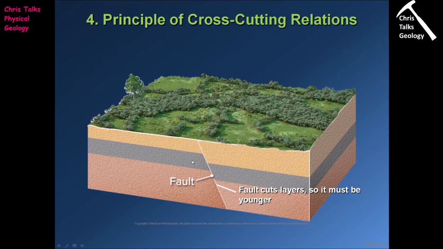So if we look at this grey layer here, we can see the grey layer is coming along quite nicely there, and then all of a sudden it drops down on the other side of the fault. Well, that's telling us that this side of the fault, the right-hand side, has clearly dropped down relative to the left-hand side. And because we have this movement along this crack, that makes that crack a fault. Now, because a fault can't form until the layers of rock are there, obviously the fault must therefore be younger than the layers of rock which it is cutting.